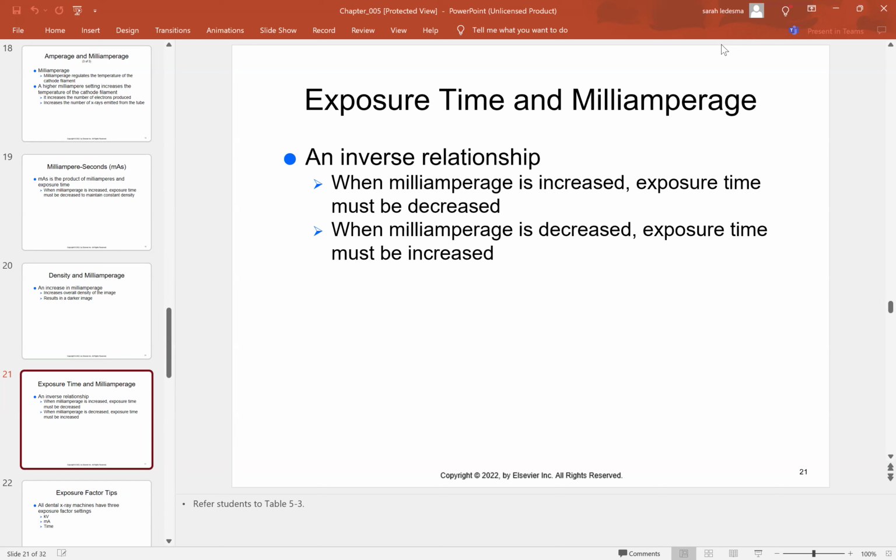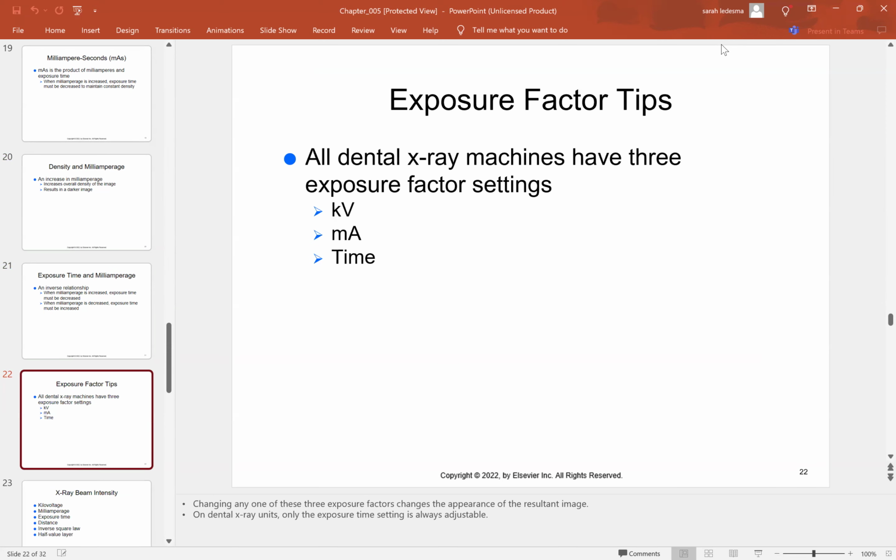Exposure time and milliamperage: an inverse relationship. When milliamperage is increased, exposure time must be decreased. When milliamperage is decreased, exposure time must be increased. All dental X-ray machines have 3 exposure factor settings: kV, mA, and time.